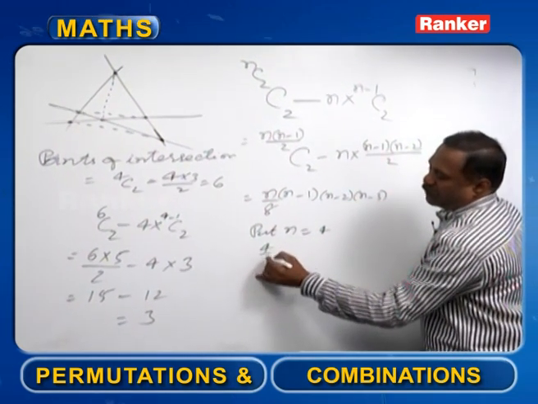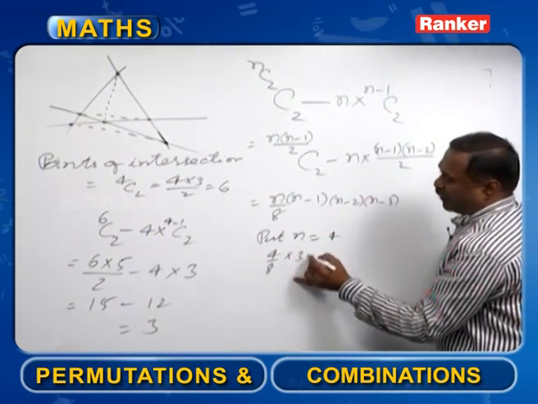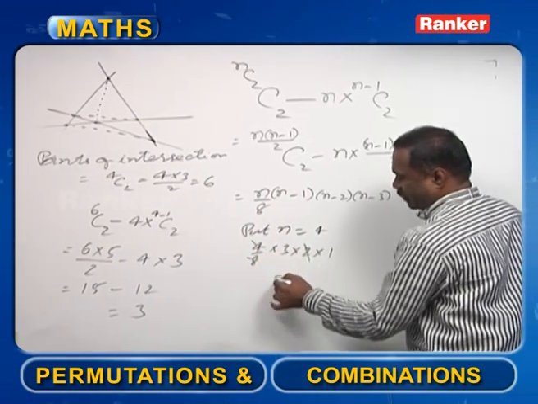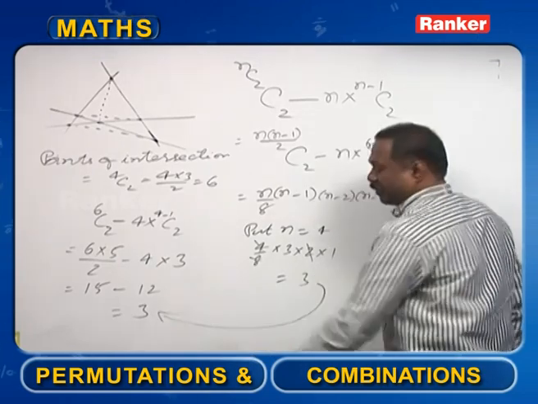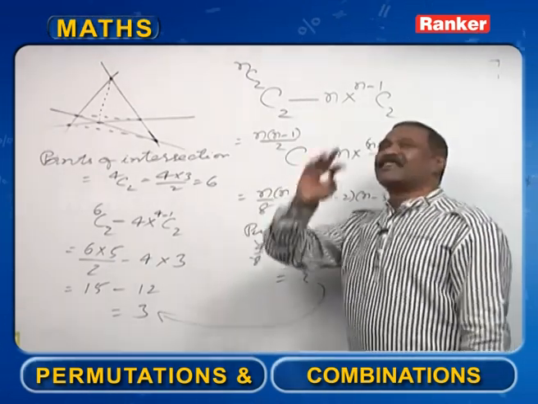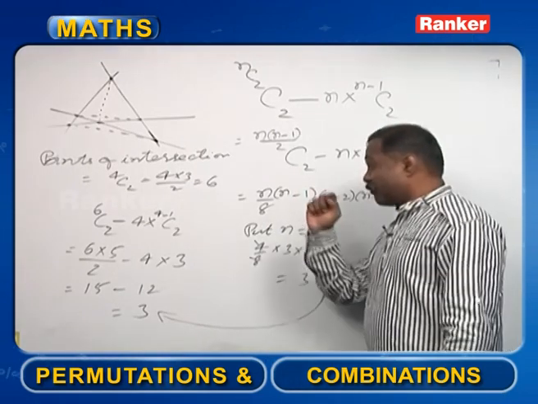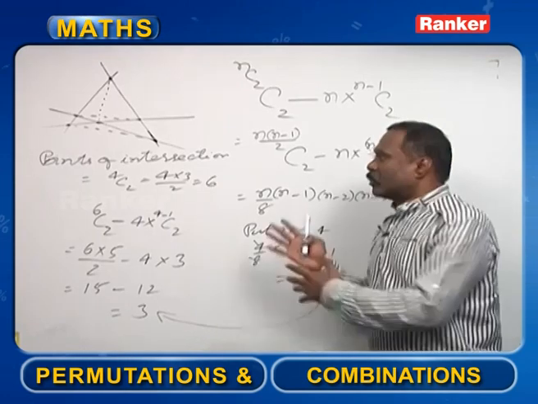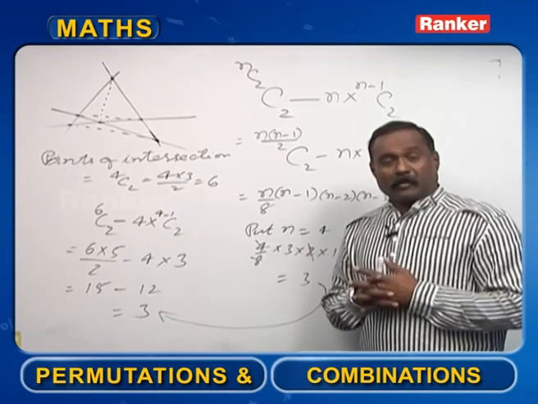It is 4 by 8 into 3 into 2 into 1. How much is it? It is nothing but 3, which coincides with this one. So this is a general formula you can remember. Even if 10 lines are given, put n is equal to 10 there. This is an important model problem.